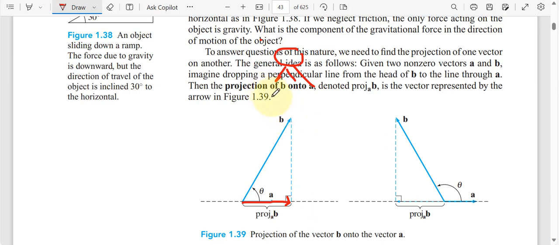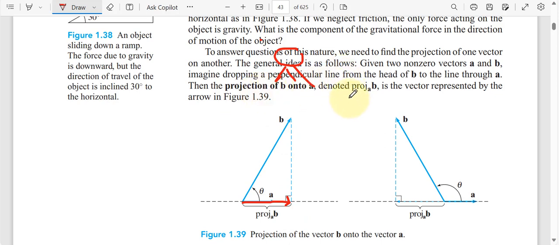It's the shadow in the direction of A, so to speak. So given two non-zero vectors A and B, imagine dropping a perpendicular line. We drop a perpendicular line, or we get the shadow from the head of B to the line through A. So here. Then the projection of B onto A, and this is how it's denoted.